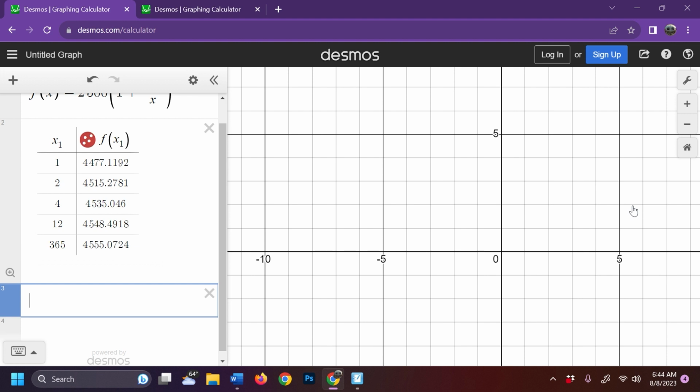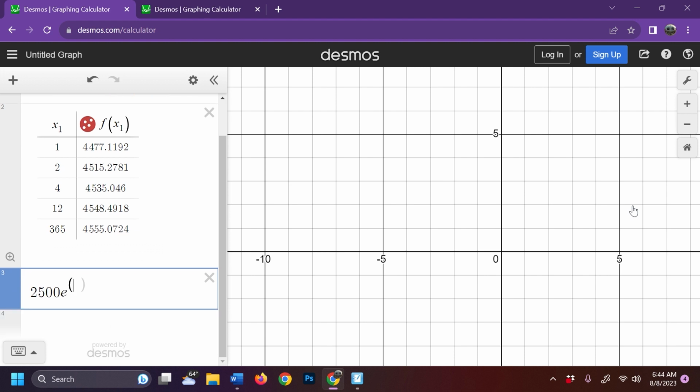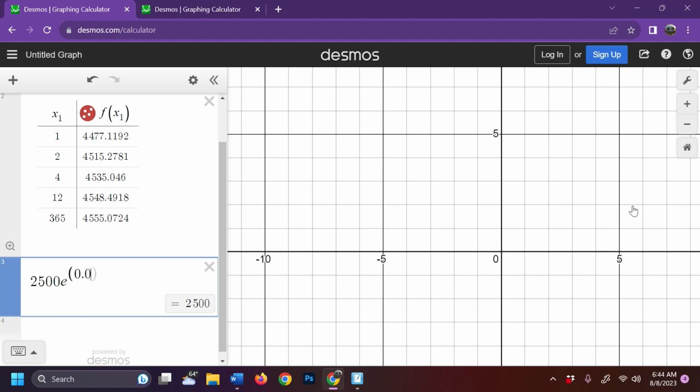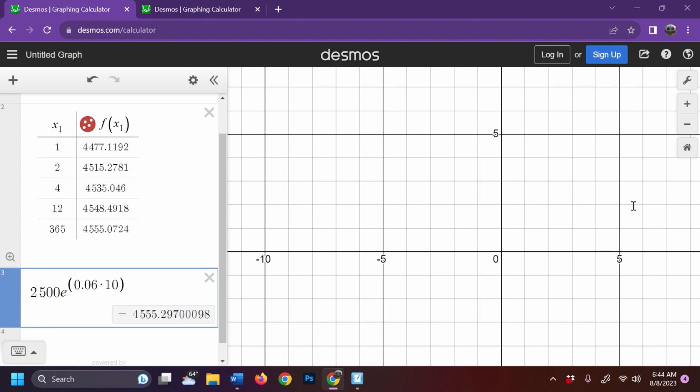So when I go 2,500 times e raised to 0.06 times 10, continuous compounding every instant of every moment of every second of every day of every month of the entire year for 10 years, the difference between compounded daily and compounded continuously is approximately 12 cents. So that's not a whole lot.